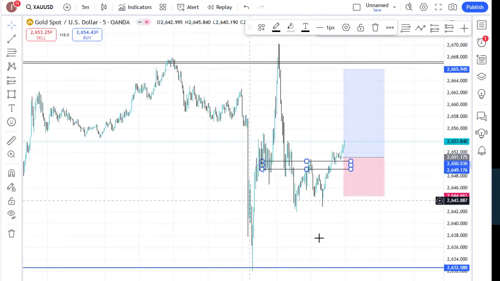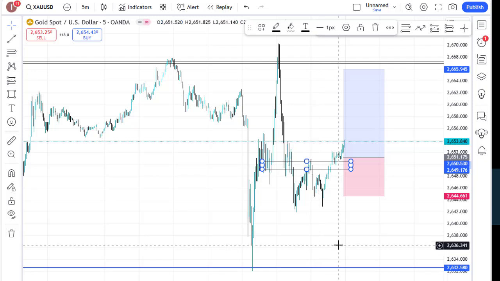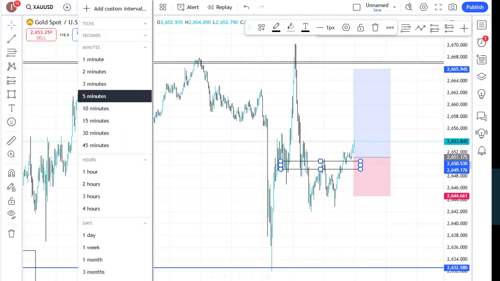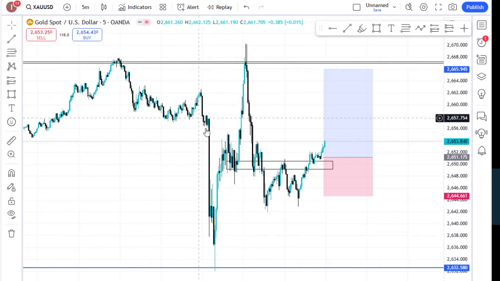When the market is ranging like this, there is not much we can do but to just be skillful. And if you're not skillful enough to trade a ranging market, it's better you go for a market that is trending, right? So that's it, guys.